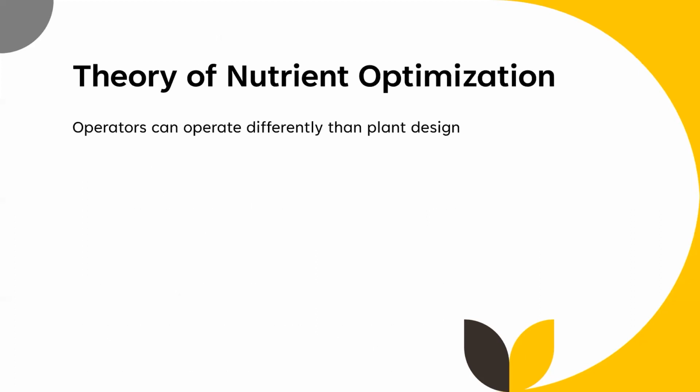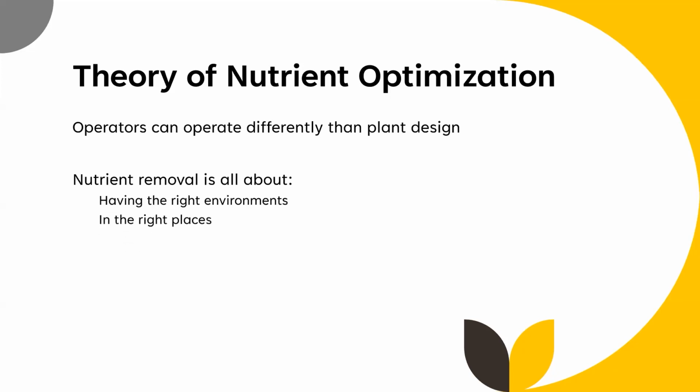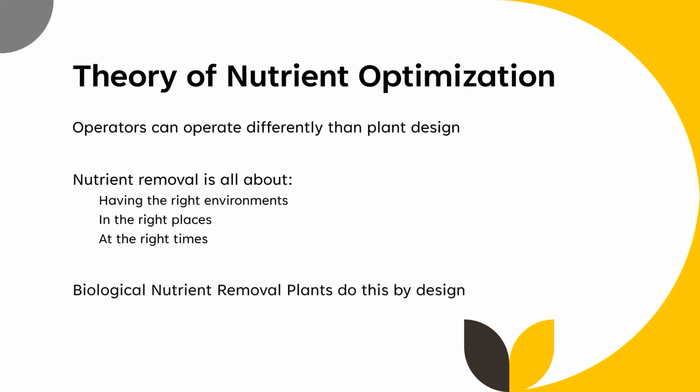So the theory of nutrient optimization at a very high level is that you can operate your plants differently than plant design, and many of you already do. Nutrient removal is really all about having the right environments in the right places at the right times. So those of you who have biological nutrient removal plants are largely doing this by design. The flow has been designed from day one to be in the right place with the right environment at the right times.